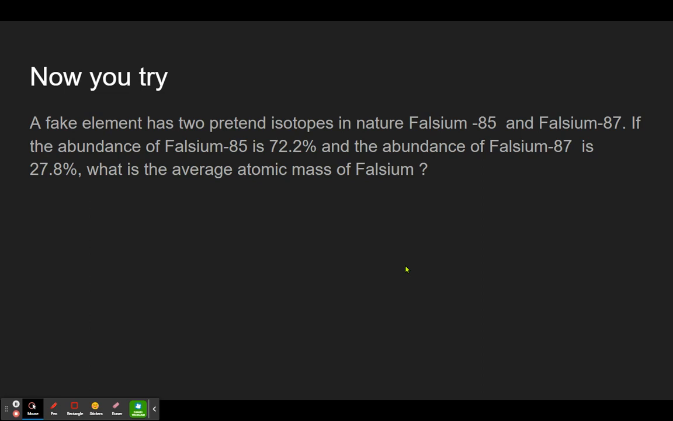Now, to make sure that you get how to do the weighted average atomic mass question, I would like for you to try this problem. A fake element has two pretend isotopes in nature, falcium-85 and falcium-87. If the abundance of falcium-85 is 72.2% and the abundance of falcium-87 is 27.8%, what is the weighted average atomic mass of falcium?